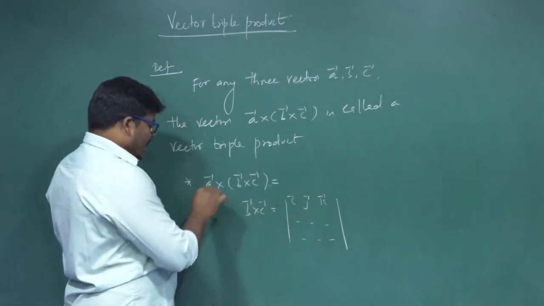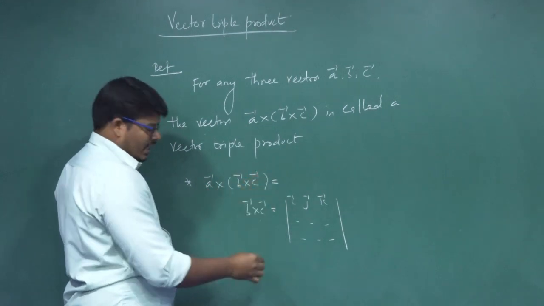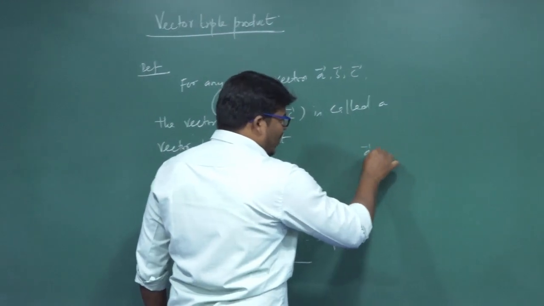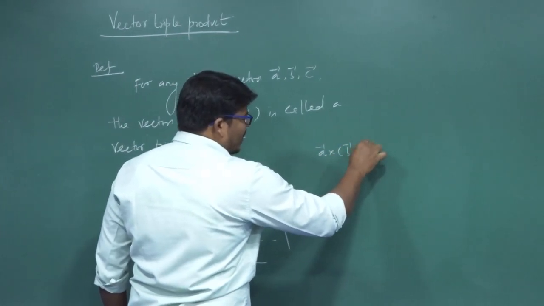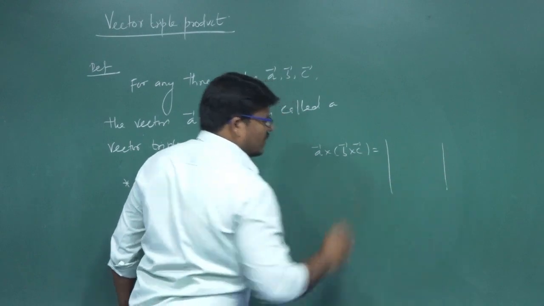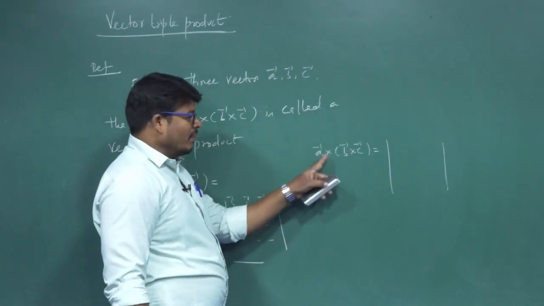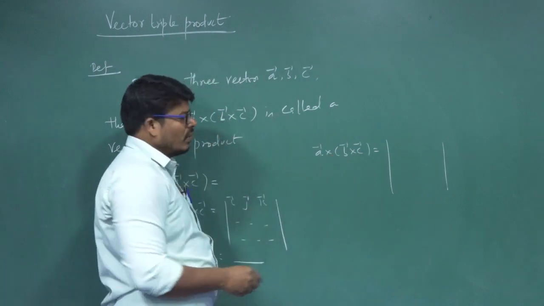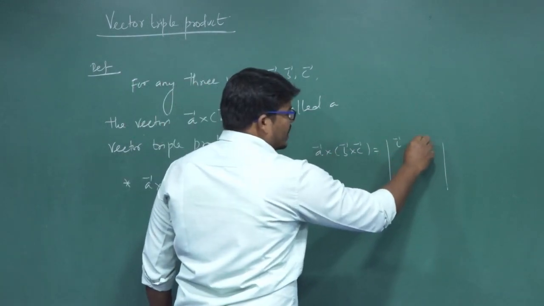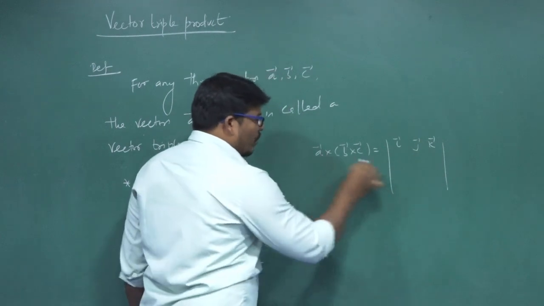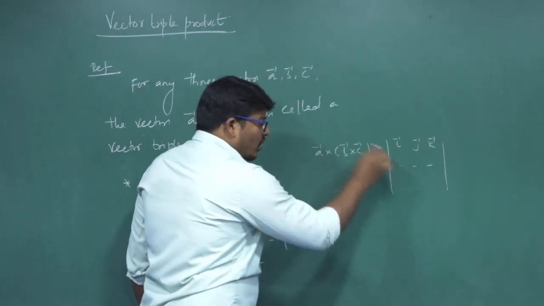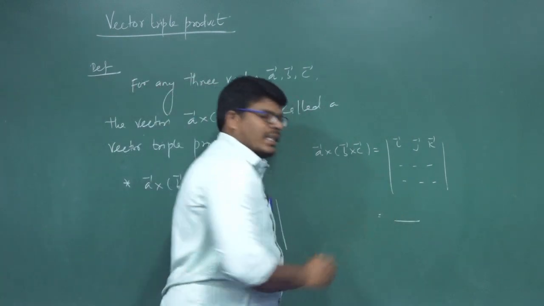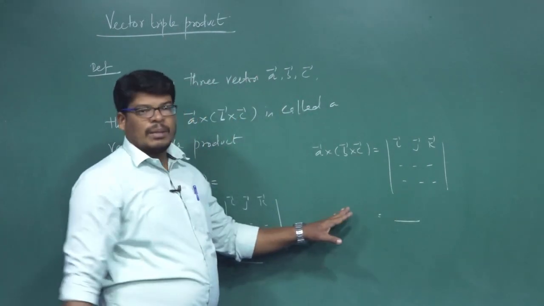The next step is to find A vector cross B cross C. Getting a vector. Last, A vector cross B vector cross C vector equals the determinant of I vector, J vector, K vector, the components of A, and the components of B cross C. That is the vector triple product, the vector product of two vectors.